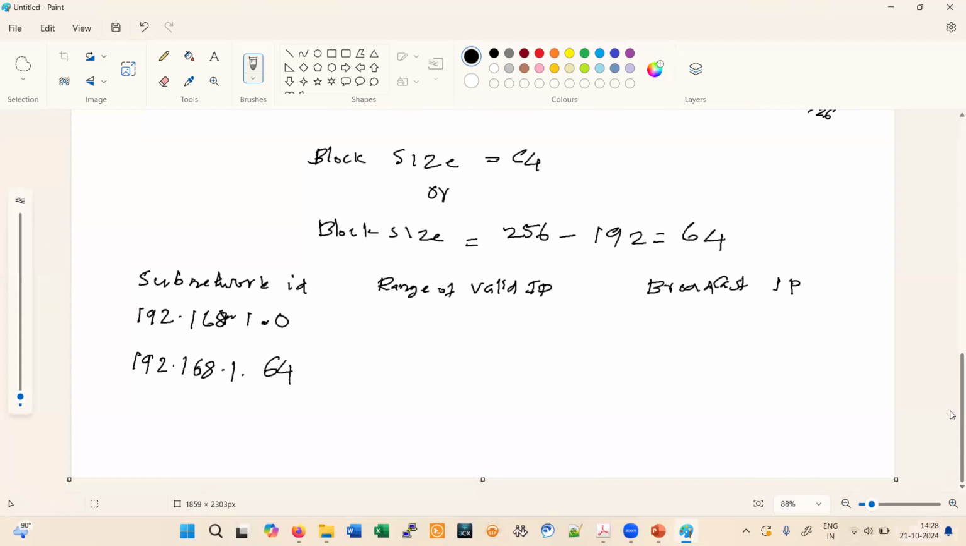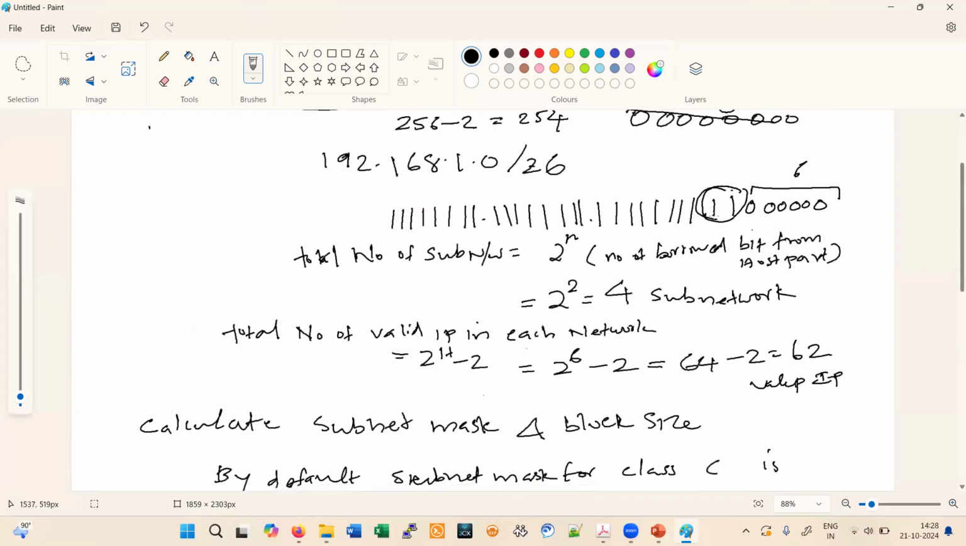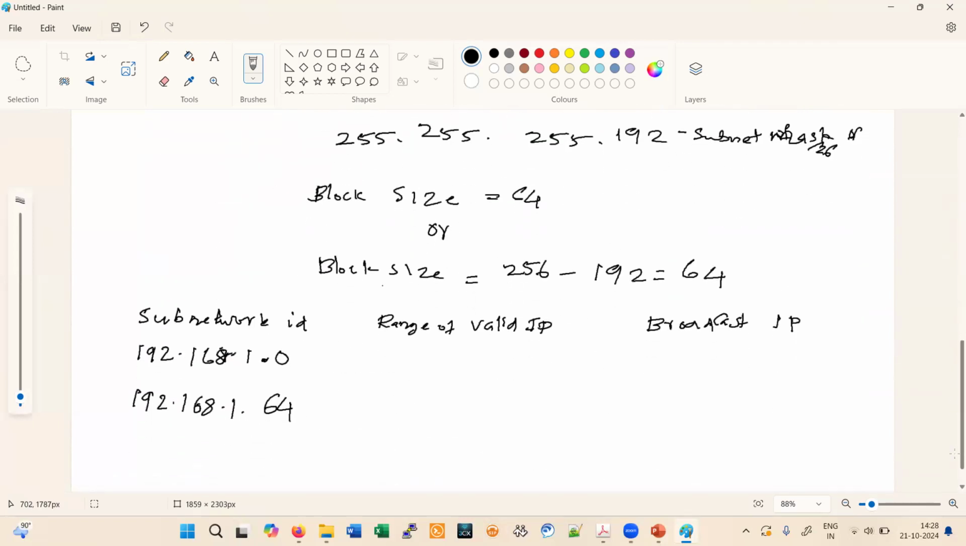Why are we adding in the last octet? Because we find the block size from where? The last octet, right? From here. We find the block size using this octet. So the block size changes will be added to the last octet. Here you add 64 in the last octet.